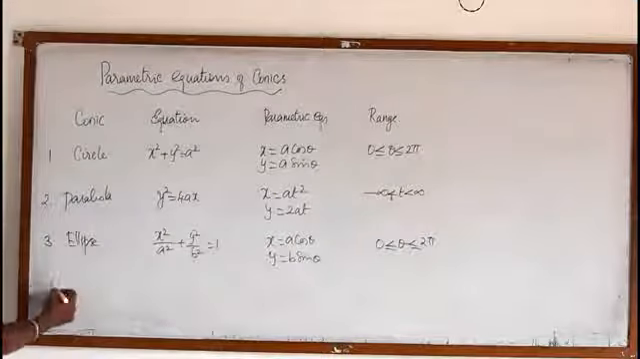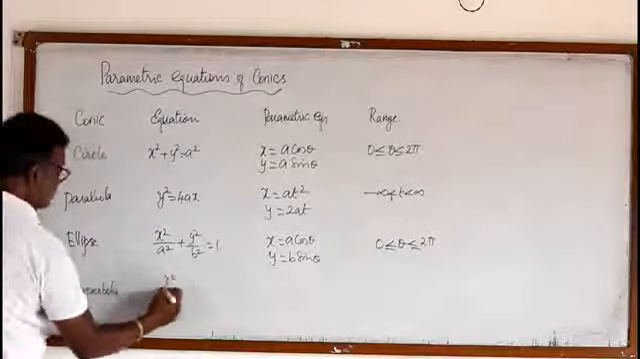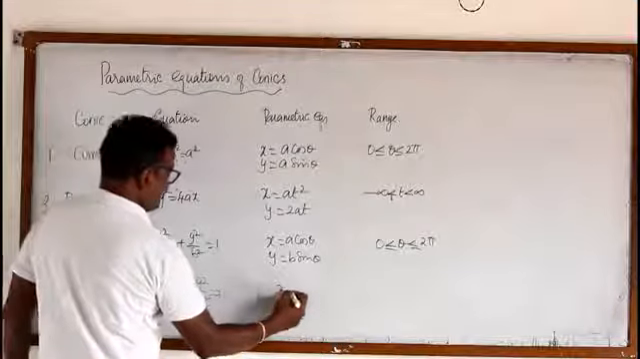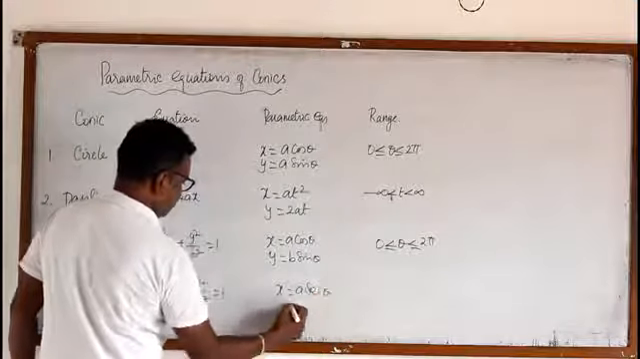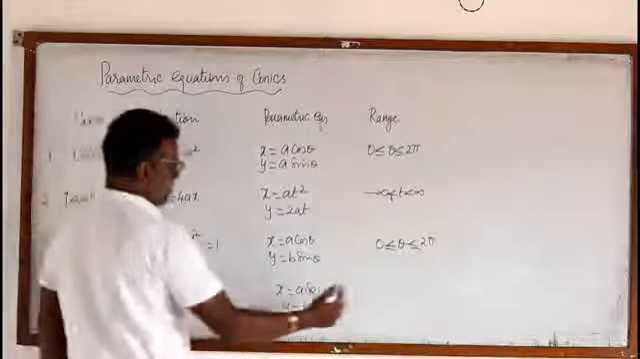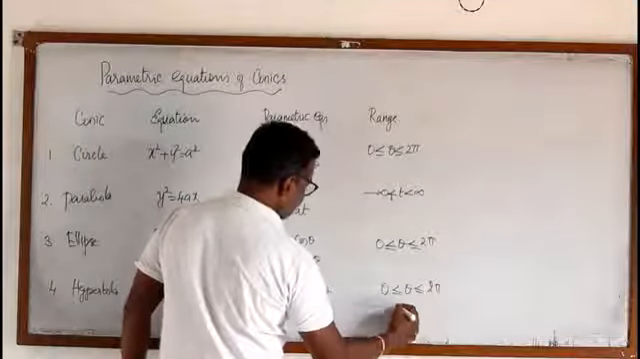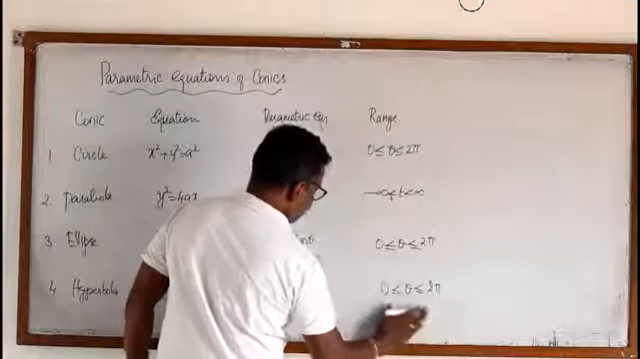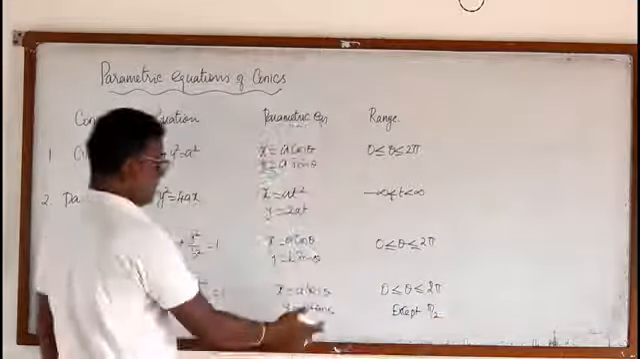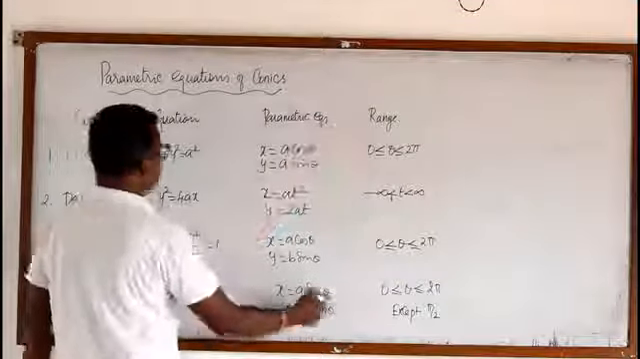Then finally, we have the hyperbola, whose equation is x square by a square minus y square by b square equal to 1. Here x equal to a secant theta and y equal to b tan theta. And this is the parametric equation for the hyperbola. Here 0 less than or equal to theta less than or equal to 2 pi, but theta is except pi by 2. At 90 degrees this becomes infinity, therefore it won't take 90. So these are the parametric equations for all the conics.